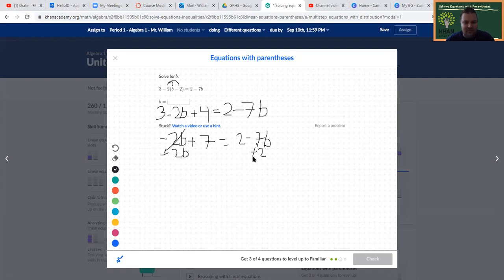I'm going to make my coefficients negative, just to show you how it doesn't matter. If I add 2b here, these cancel each other out, right? The inverse of having negative 2b is to add 2b. The 7 gets brought down, so we have 7 equals 2, negative 7b plus 2b. Negative 7 plus 2 is negative 5b.